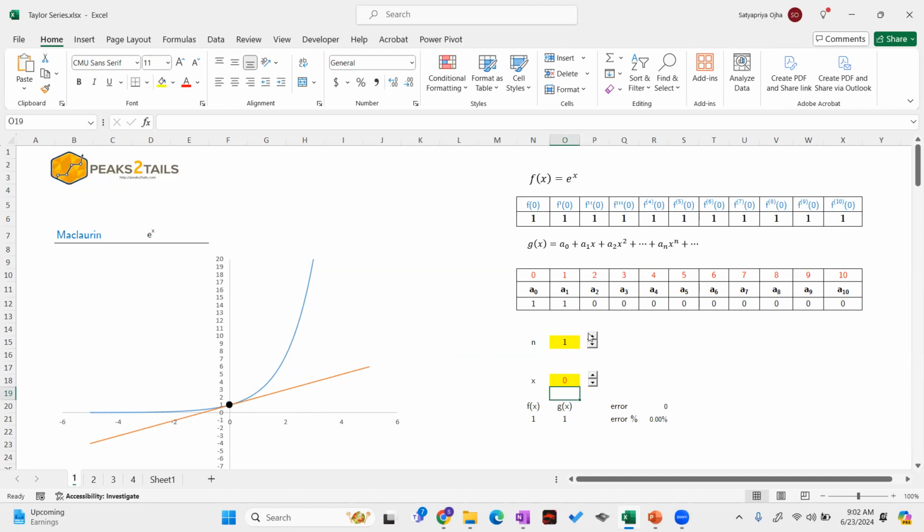Let me include another term. The next term is x squared by 2. Remember, 1 plus x plus x squared by 2. It will be a quadratic function or parabola, you can say. So this 0.5 is basically half. So the polynomial reads like this: 1 plus 1 times x plus 0.5 times x square, or x square by 2.